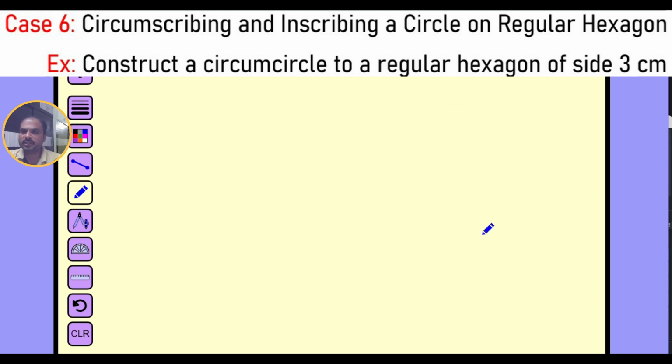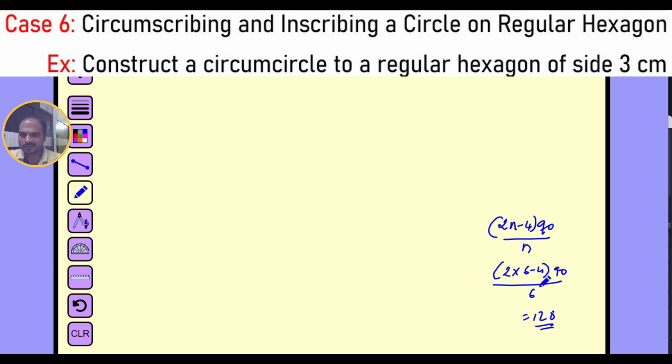Basically, you know the interior angle of a regular hexagon. Clear, children? So what is the interior angle of the regular hexagon? It is given by the formula (2n minus 4) into 90 divided by n. So for a hexagon, (2 into 6 minus 4) into 90 divided by 6. You are going to get it as 120 degrees.